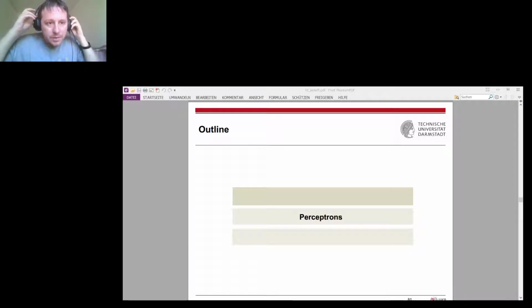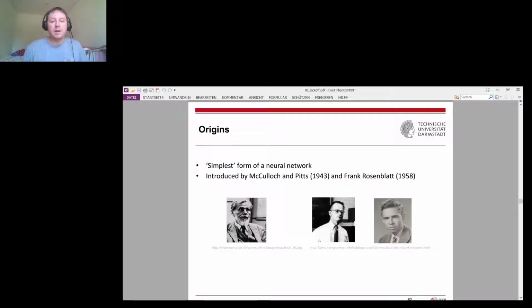So let us now come to our first architecture for neural networks. This first architecture is called Perceptron, and we'll discuss that a little bit motivationally and also mathematically. So that architecture was introduced by Warren McCulloch and Walter Pitts in the 1940s.